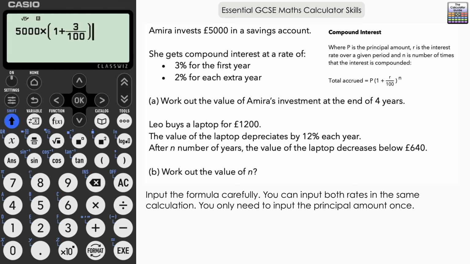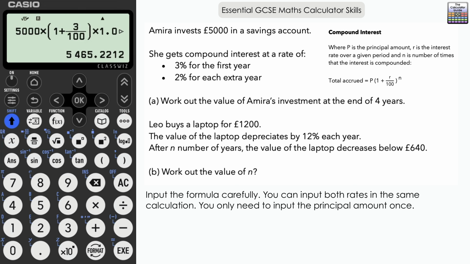We've already had that at the first year. We've got at the end of 4 years, that means we have 3 extra years at 2%. So how can we input this? Well, it's multiplied by, well, let's go for 1.02 to the power of an extra 3 years. And we'll press execute to process that. And here's the value of the investment, £5,465.22. We'll round to 2 decimal places as it's a monetary value.